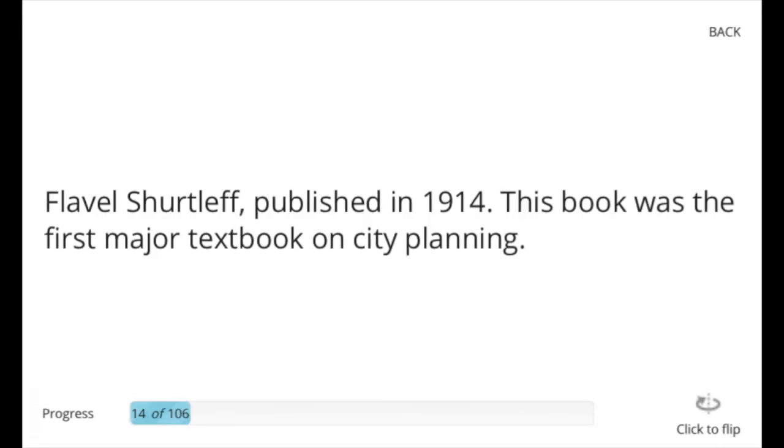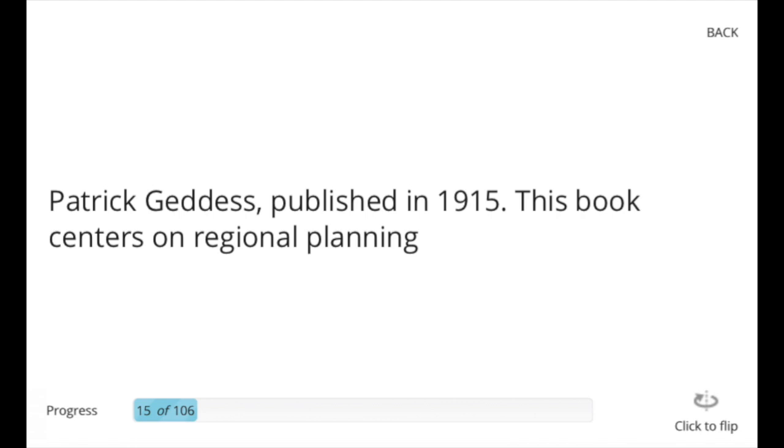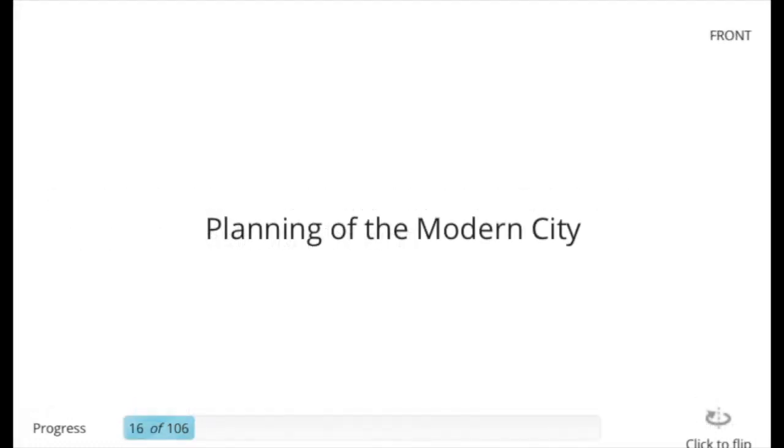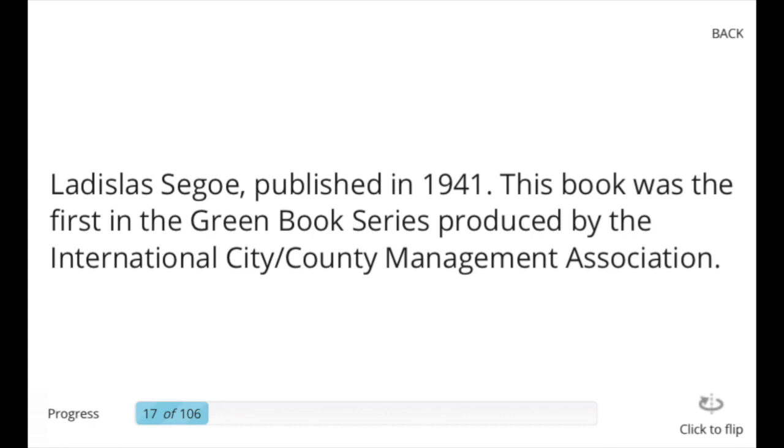Carrying Out the City Plan, Flavel Shurtleff, 1914. The first major textbook on city planning. Cities in Evolution, Patrick Geddes, 1915, a book that centers on regional planning. Planning of the Modern City, Nelson Lewis, 1916. Local Planning Administration, Ladislas Segoe, published in 1941. This was the first Green Book series produced by the International City/County Management Association.